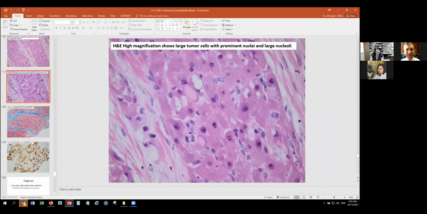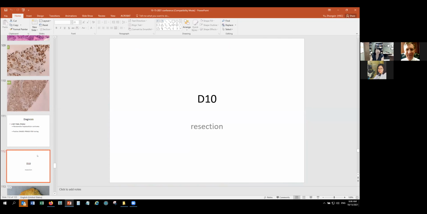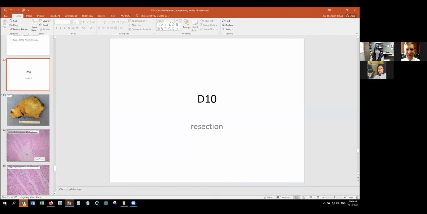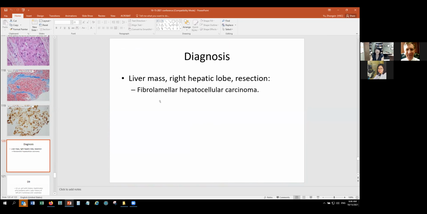This one is classic. So this one is what? Yeah, D10 is more classic for fibrolamellar hepatocellular carcinoma. So this one we sent out as fibrolamellar hepatocellular carcinoma.